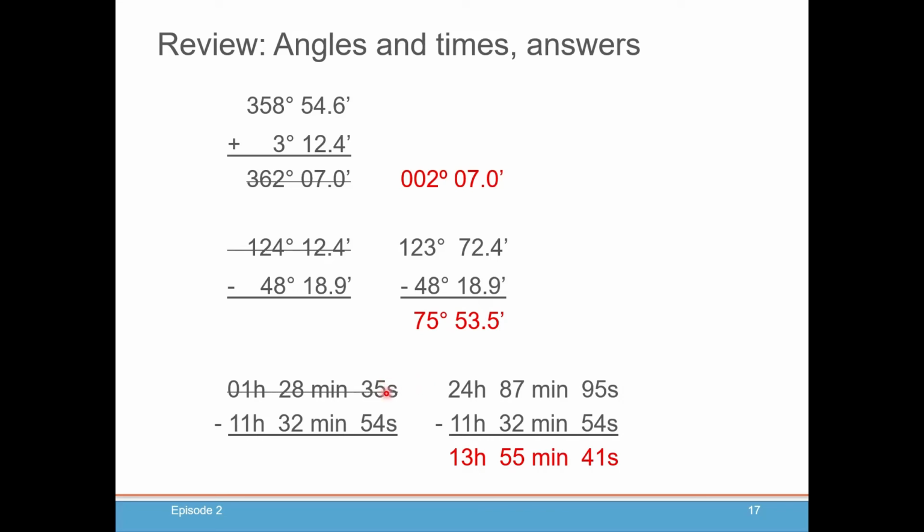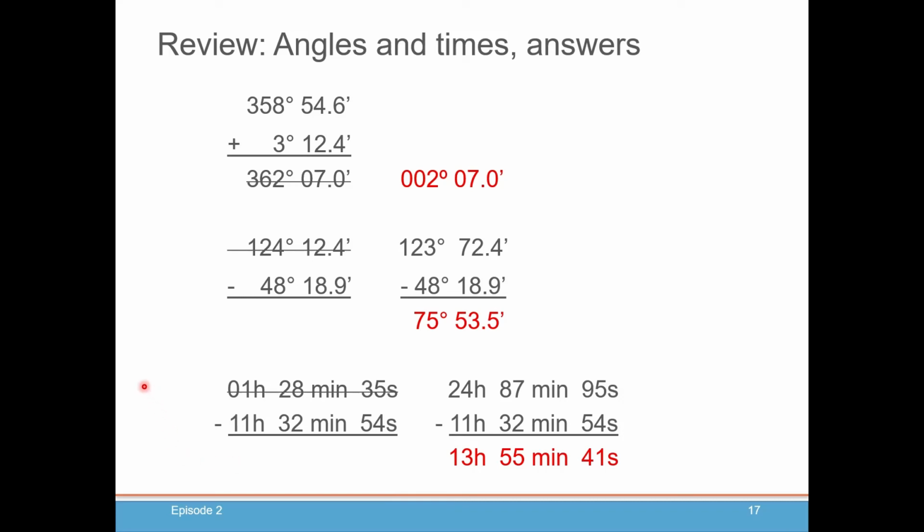All right, let's see how we're going to do this. Well, we got another problem. 54 minus 35, don't have enough seconds. We're going to have to borrow. So this 28 becomes 27. We add 60 seconds. This becomes 95 minus 54. 95 minus 54 is 41. All right, so now we're at 27 minus 32. Similar problem. Not enough minutes. So our 25 hours here is going to become 24 hours. We're going to borrow an hour. Add 60 minutes to it. That becomes 87. 87 minus 32 is 55. Finally, we're down to 24 minus 11, which is 13 hours.